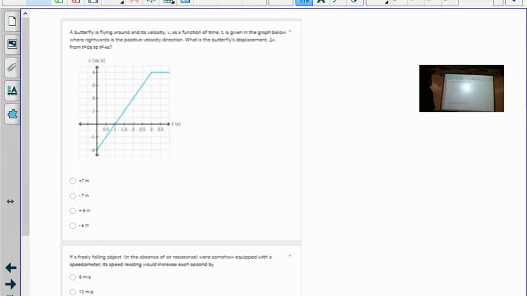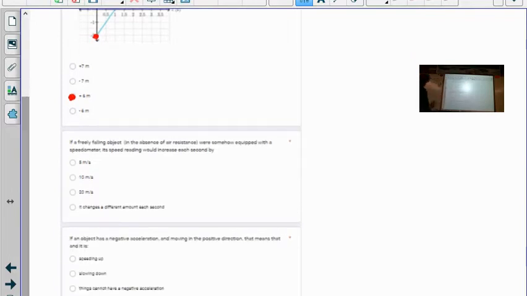A butterfly is flying around and its velocity is a function of time. What's the butterfly's displacement? Again, displacement is the straight line difference in where it started and where it ended. It started at -2, it ended at 4. So it went 2 and then 4 more, so it went 6 meters. Okay.